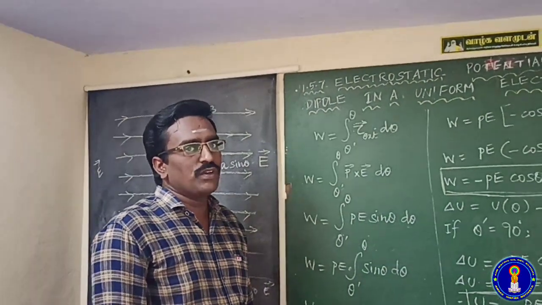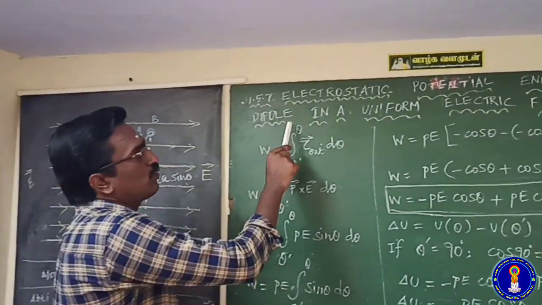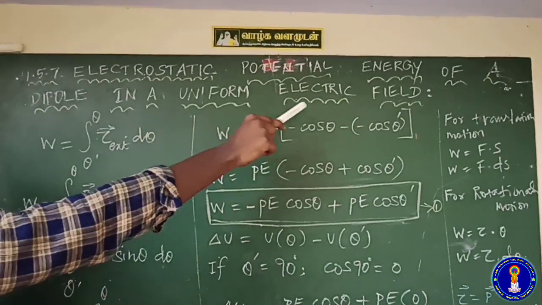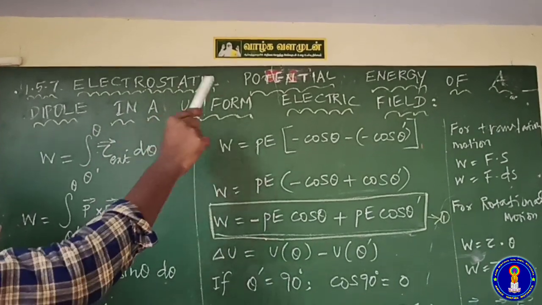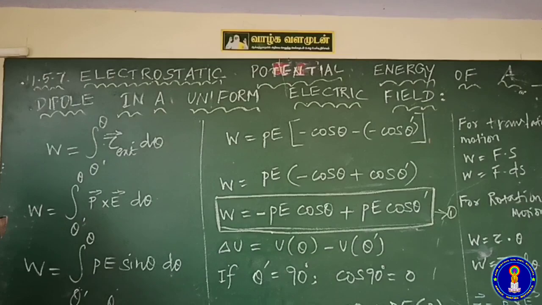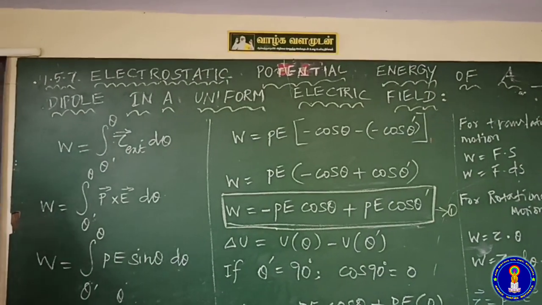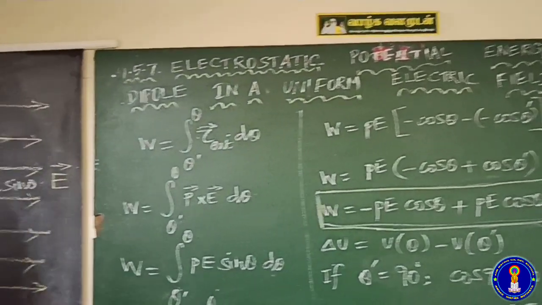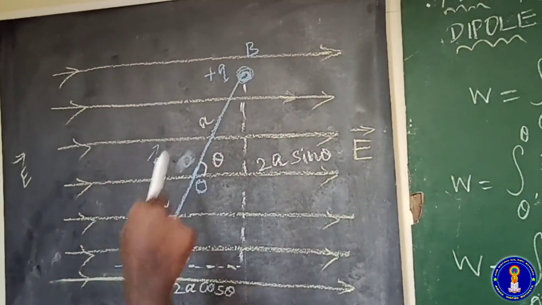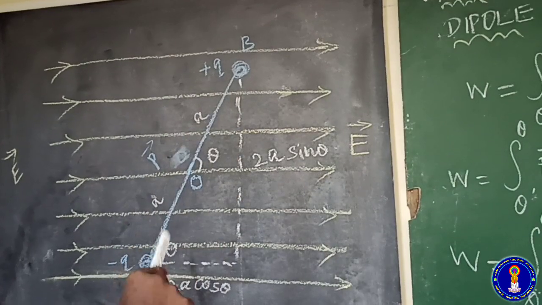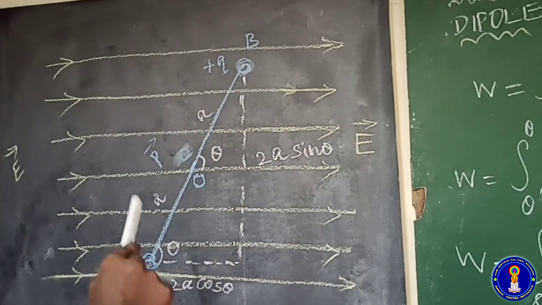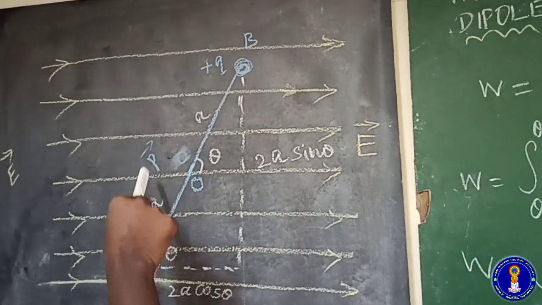Dear students, we are going to discuss the electrostatic potential energy of a dipole in a uniform electric field. So, potential energy of a dipole in a uniform electric field. See this diagram. A dipole AB is placed in a uniform electric field. The dipole moment of the dipole is P.